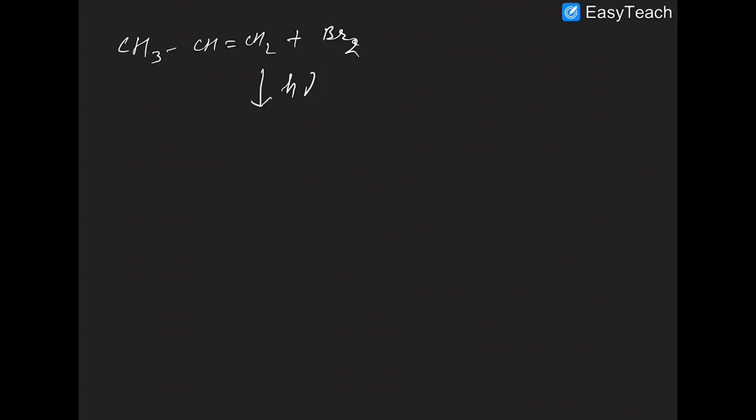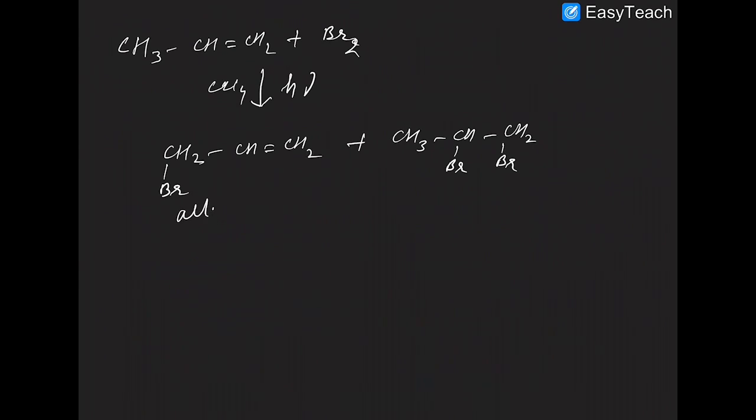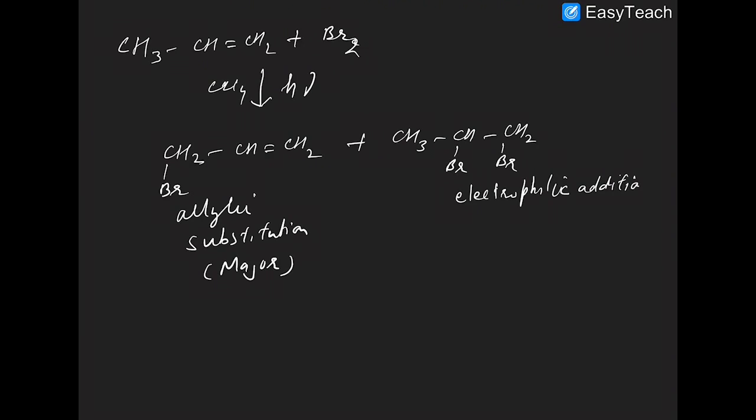What I am going to say now, what do you mean by that? Let us suppose if I treat this reaction in presence of CCl4, that is a solvent used, you will get major product as allylic substitution, but in minor you will get what? In minor you will get addition also. Okay, so this is the reaction by allylic substitution, that is major product in this case, and this is the reaction due to electrophilic addition. Why? Because double bond has been removed.